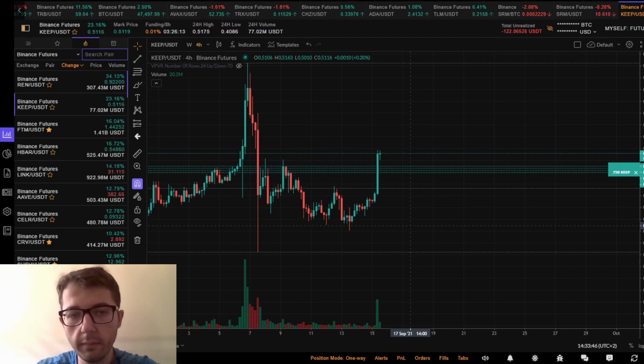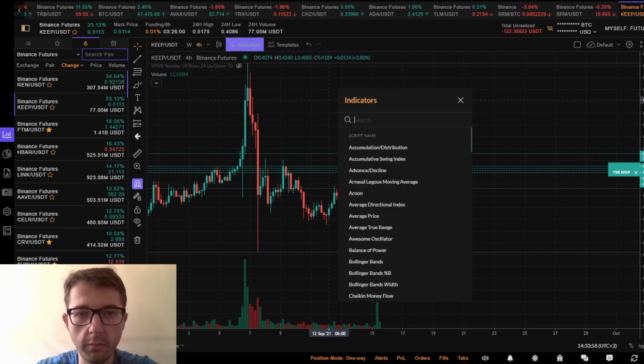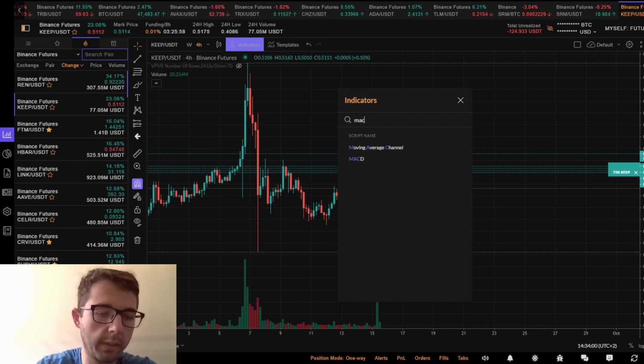So the MACD is two lines and also a histogram. Let's add it first. To add it, you just go to indicators and type MACD.